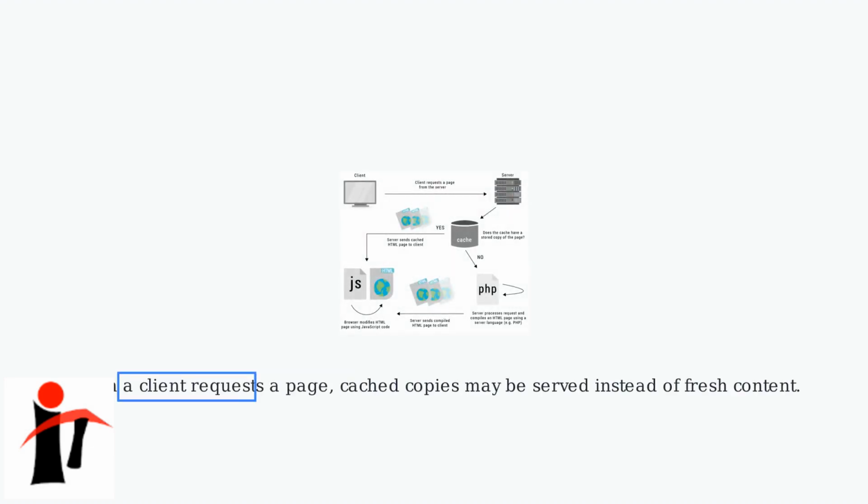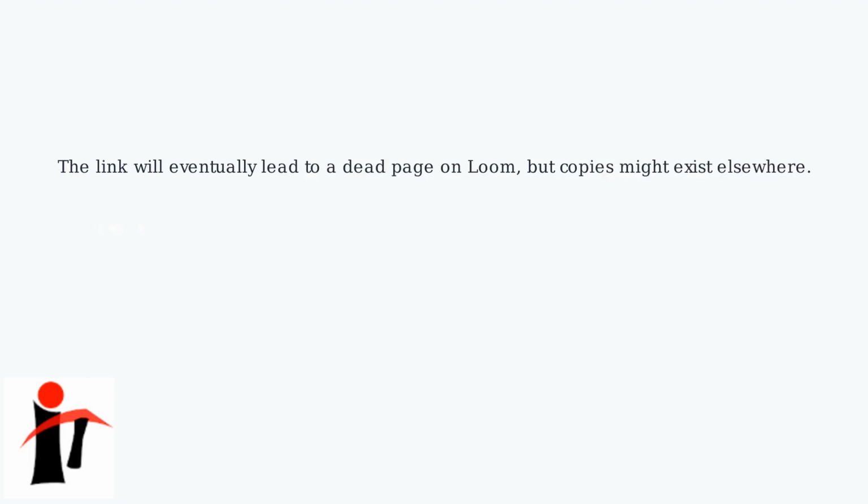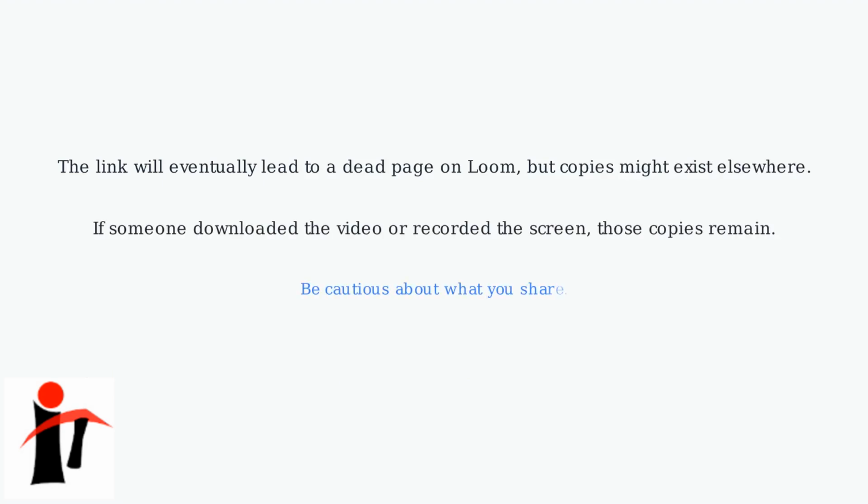When a client requests a page, servers check for cached copies first. If found, the cached version loads quickly, potentially keeping old links accessible. While the link will eventually lead to a dead page on Loom, copies of the video might still exist elsewhere. If someone downloaded the video or made a screen recording, those copies remain accessible beyond your control. Be cautious about what you share.